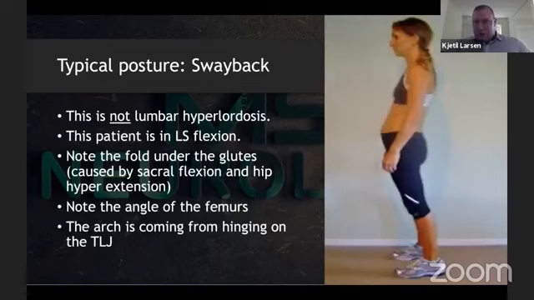Here is a typical patient who would be deemed hyperlordotic. Clearly, the patient has a huge arch in their back. Well, you can see that the pelvis is clearly forward and the back is hinging back. But if we look at the buttocks, we'll see that the buttock is pointing down and there's a crease under the buttock, which suggests that there's a low sacral angle.